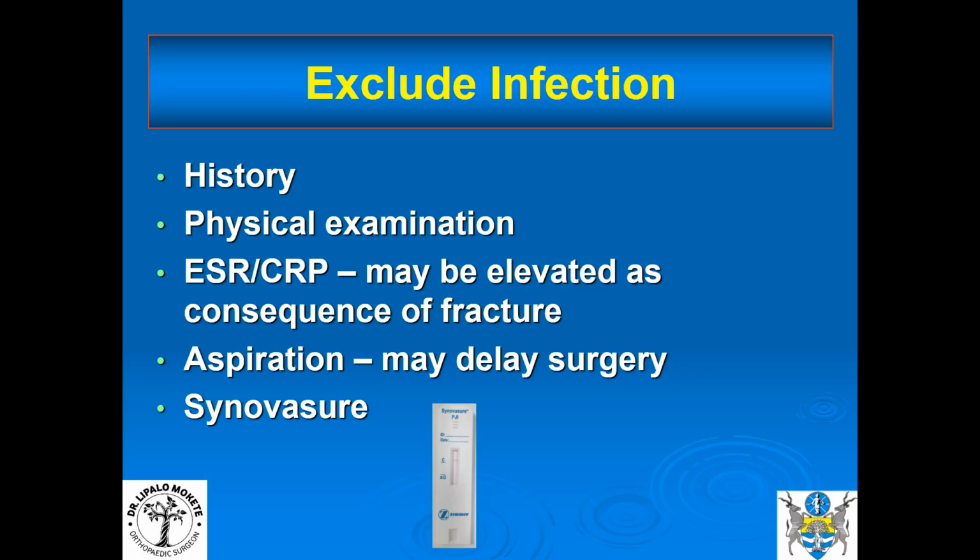It's not always easy. From the history, if the index operation was 10, 15 years before the failure of the prosthesis, then it's likely that there is an infection. But if it's within 18 months, then the possibility of infection is pretty high. And the ESR and CRP, these are the investigations that we normally use to indicate whether there is infection or not. But remember, in this instance, they will be elevated as a consequence of the trauma. So they're not as helpful.